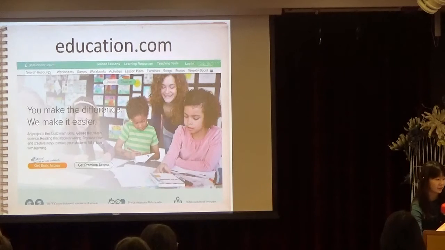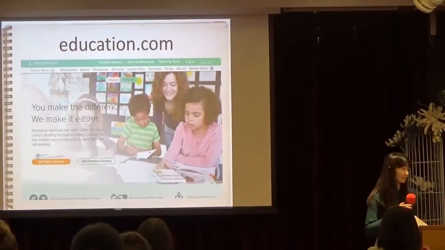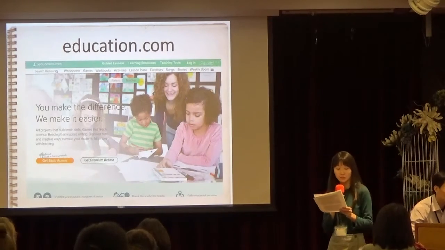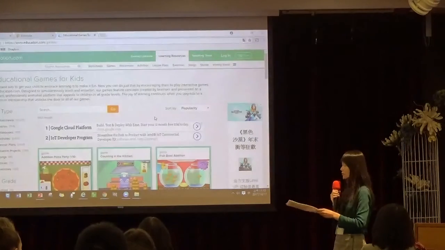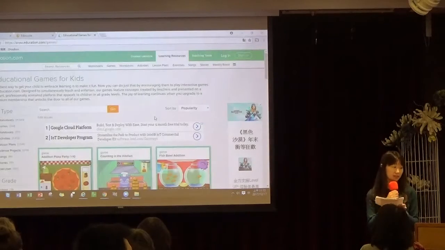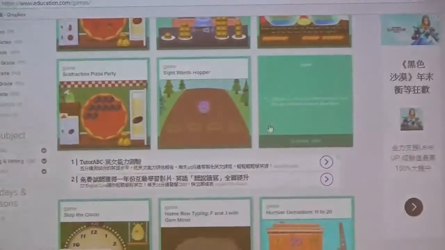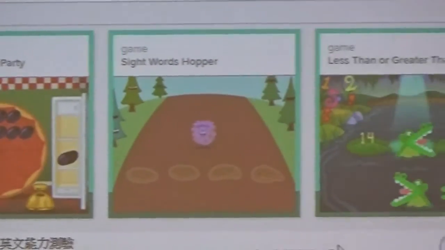And here are the games. My colleague does remedial teaching, and she lets her students practice English through these games. She gave them pads and let them practice English through these games, like this.